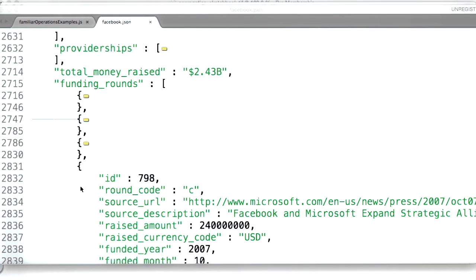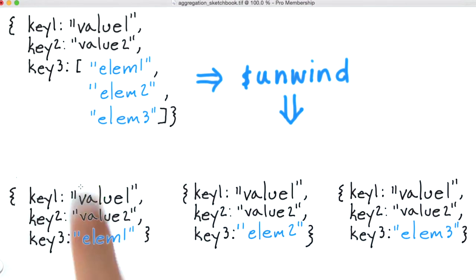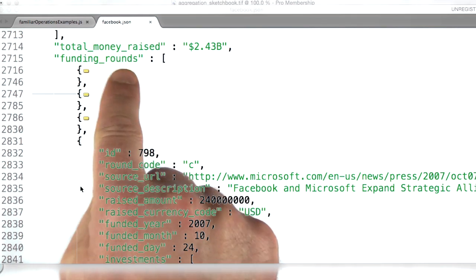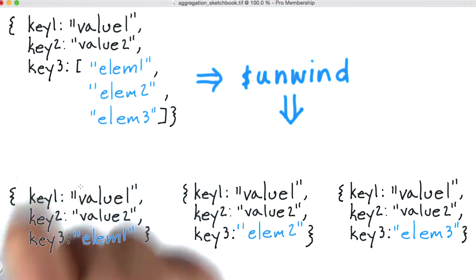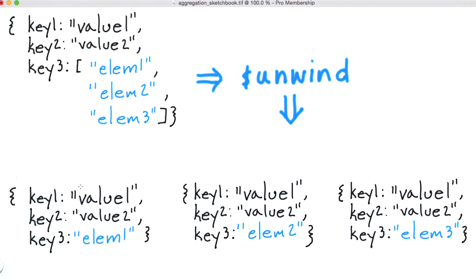Returning again to our document and looking at funding rounds, we know that for each funding round, there is a raised amount field and funded year field. So unwind will, for each one of the documents that are elements of the funding rounds array, produce an output document. Now in this example, our values are strings, but regardless of the type of value for the elements in an array, unwind will produce an output document for each one of these values, such that the field in question will have just that element.